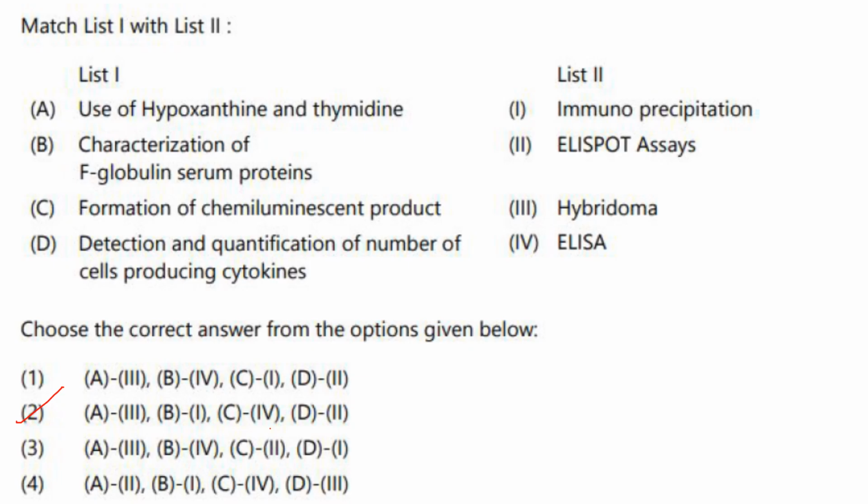Then formation of chemiluminescent product, that is found in ELISA. Detection and quantification of the number of cells producing cytokines is by ELISpot assay. D2. So A3, B1, C4, D2.